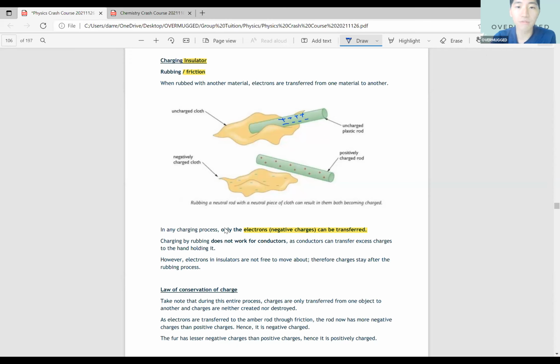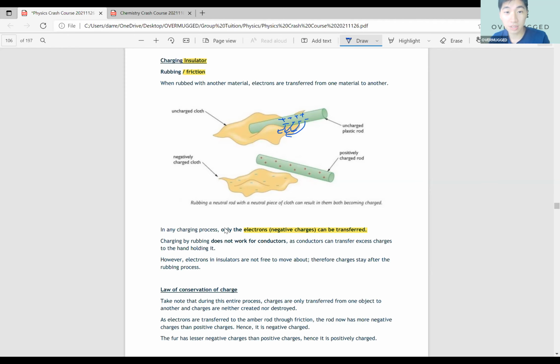When I rub it with friction, the friction caused the negative charge to move to the cloth. So what happened? Now my rod that is remaining is positively charged. My cloth received the electrons, so now it's negatively charged. Is it true that only the negative charge moved here? Yes. Okay, so the movement of electrons by rubbing, in this specific instance, is that the electrons moved out from the rod to the cloth.